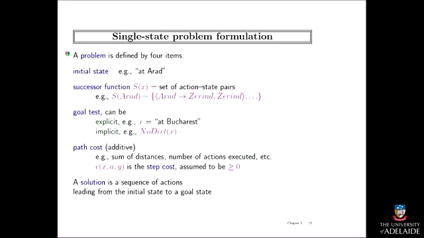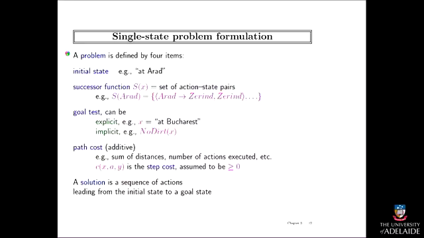Okay, so a problem in general is going to be defined by 4 things. It's going to be defined by the initial state, a successor function, a goal test, and the path cost. So the initial state is, in the Romania example, where we are, or in the robot example, the room that we're in and the state of the world. The successor function is, we're going to call this S, and X will be the current state.